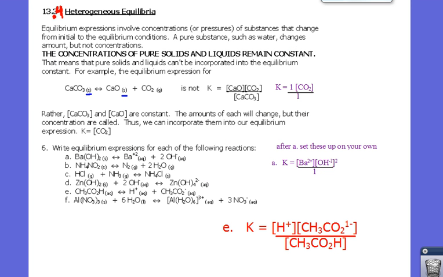13.4, heterogeneous. This just means that there are solids and liquids and different states of matter involved. Some states of matter are easier to deal with than others. Solids are very easy to deal with. Solids get replaced with the number 1. So look at this. We have a gas, a solid, and a solid. These two are the products. They go on top. This is the reactant. It goes on the bottom.